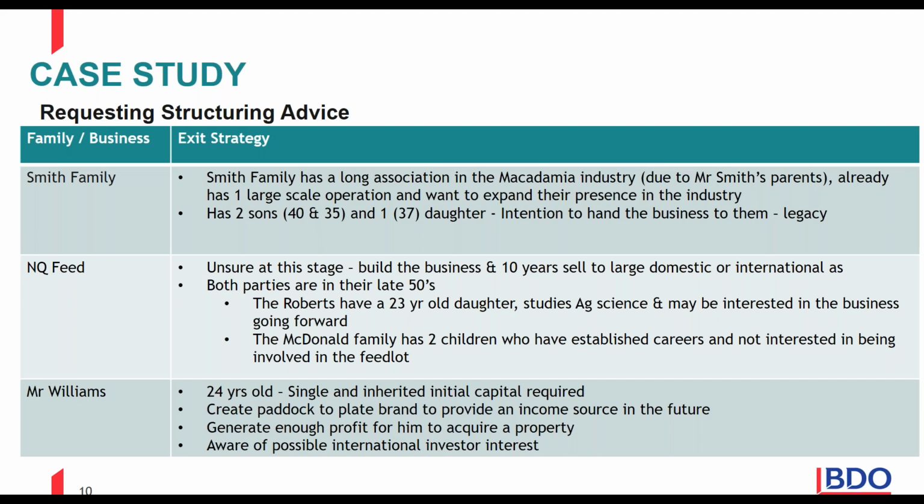They can't rely on the daughter for the Roberts side of things to want to step in there. So if we're setting up a structure, they've asked us to work on the fact that they're going to build this to look to sell it in probably 10 years' time. Mr. Williams, 24-year-old, single, had inherited some capital and is going to use that to hopefully build a paddock-to-plate brand that will generate income in the future. He wants to have the cash then to be able to buy his own property eventually instead of leasing it, like he said before. So that's something to factor into the structuring discussions.